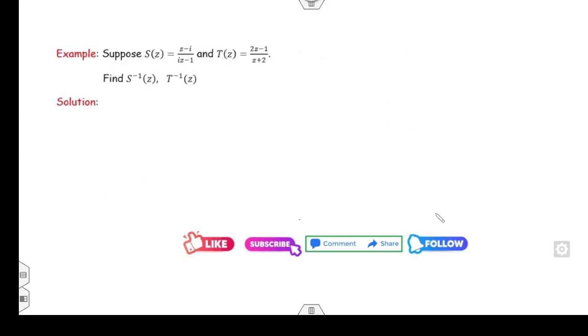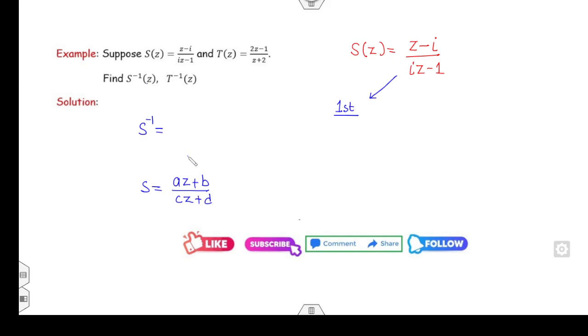Now let's start with the first question. What is given to you? S of Z is Z minus iota divided by iota Z minus 1. So I will tell you two different methods. The first method is your target is to find the S inverse. So how can you find the S inverse? If the S is AZ plus B divided by CZ plus D, then how can you write the inverse? I can write minus DW plus B, CW minus A.